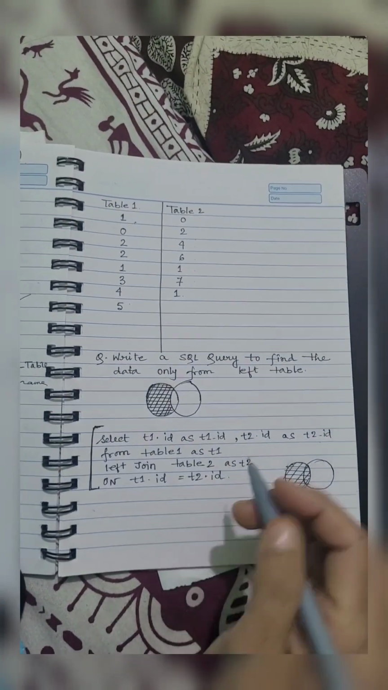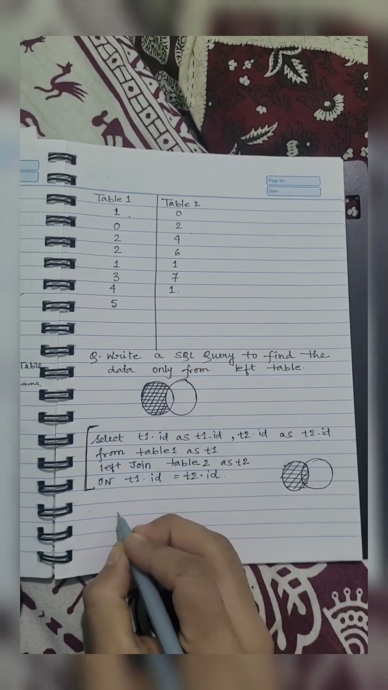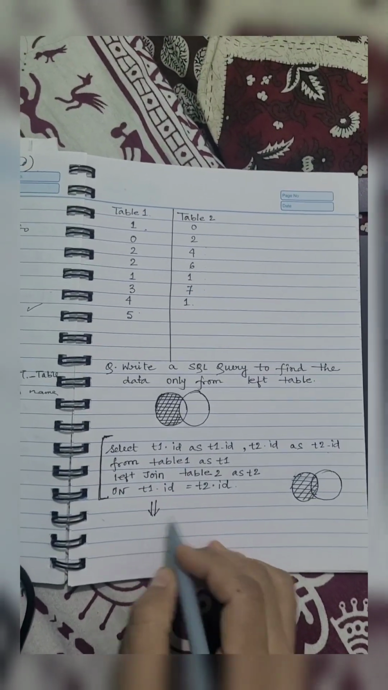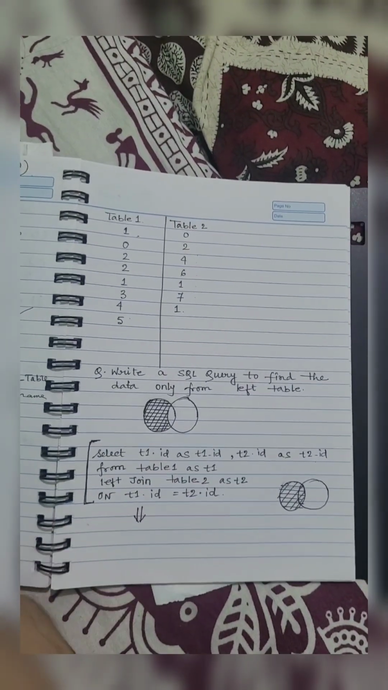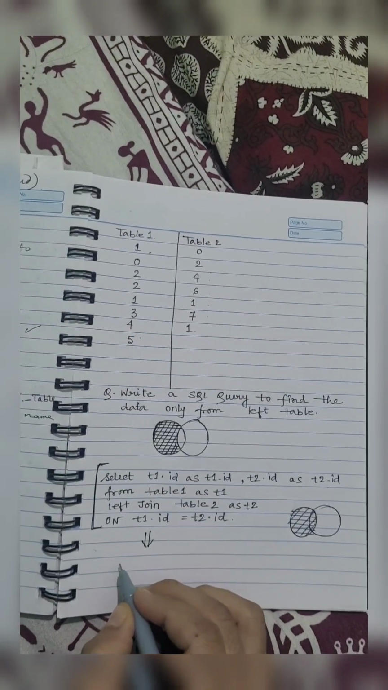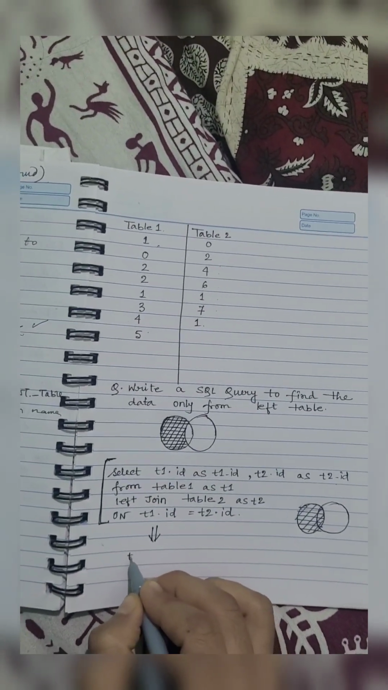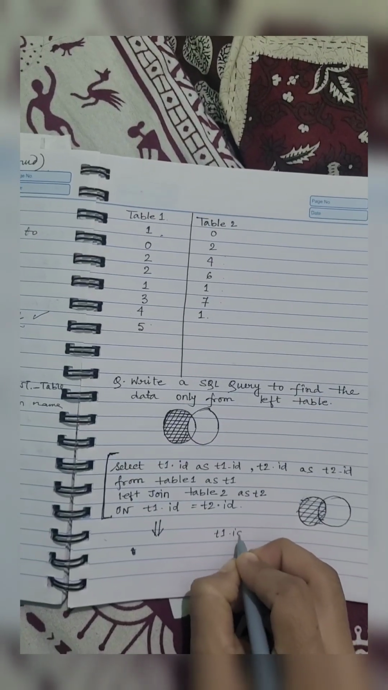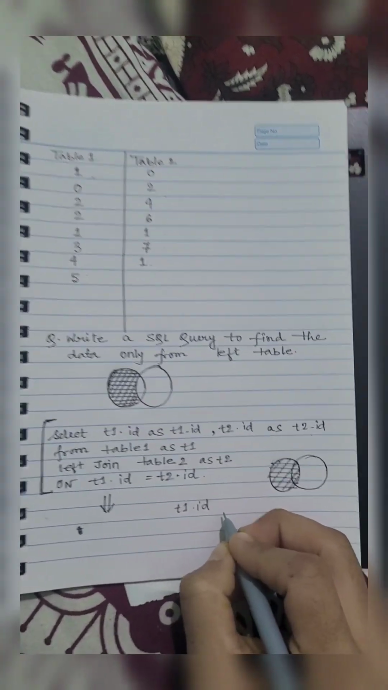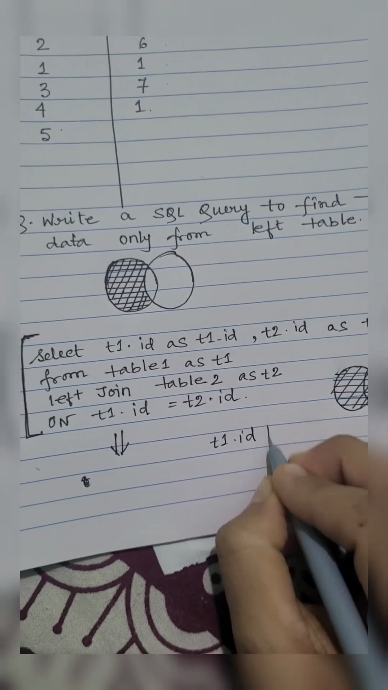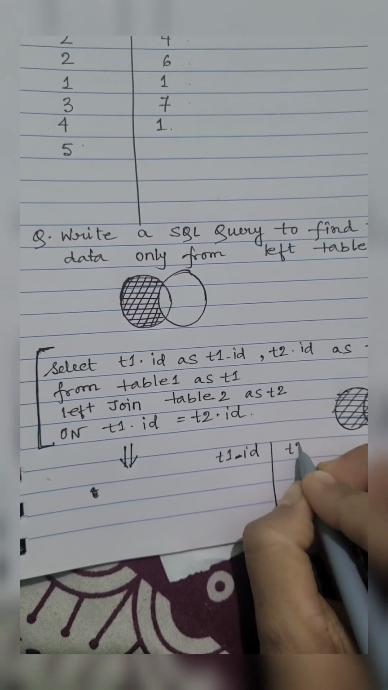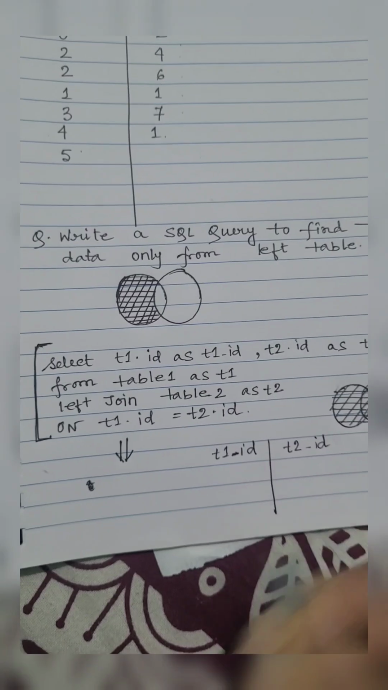Okay, fine. So what will be the output? Let's see the output of this particular query. I think this page is over, so the output will be here. I'll write t1.id, and then t1_id will be the output here, and t2_id will be the output.